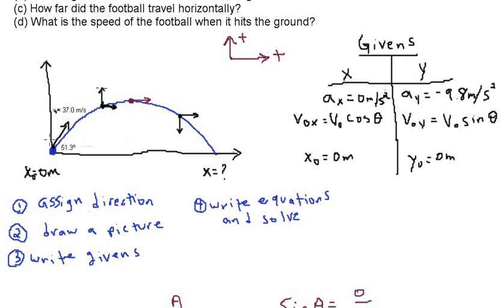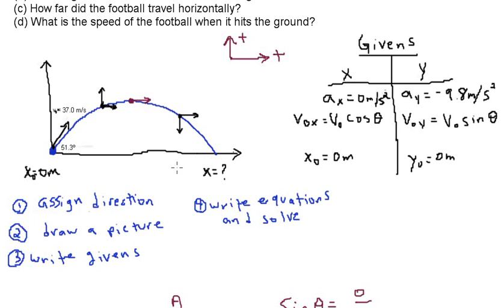So when the ball is going up, the velocity in the y direction is getting smaller and smaller until there is no velocity in the y direction. This is the point where the velocity in the y reaches 0. And then when the ball continues to fall down, the velocity in the y direction is going to start increasing all the way until the ball hits the ground.